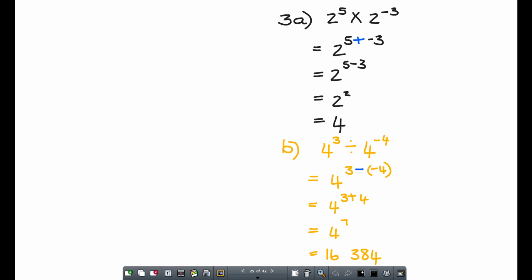Okay, at B, 4 to the power 3 divided by 4 to the power of minus 4. So base here is the same. They both have a base of 4. And we are dividing.